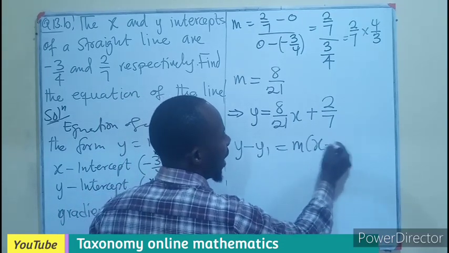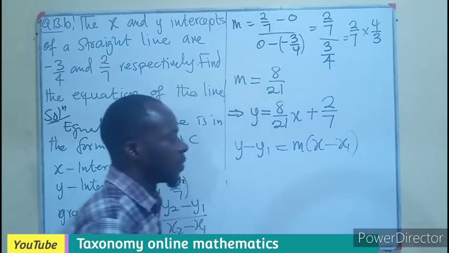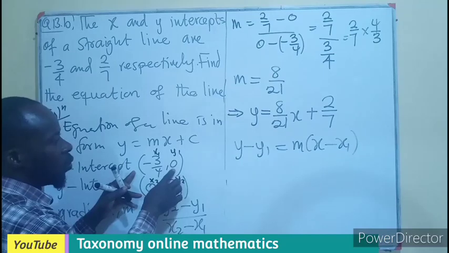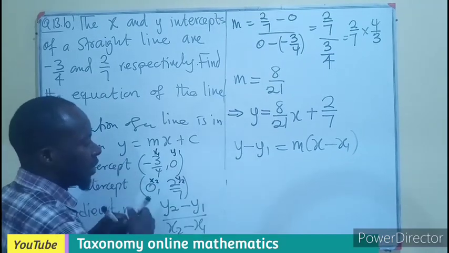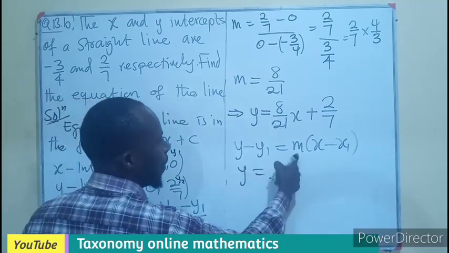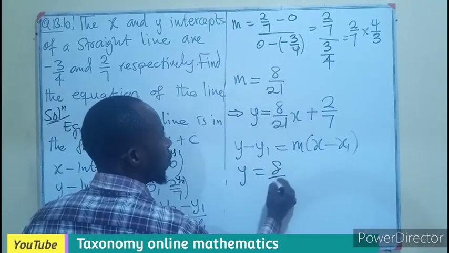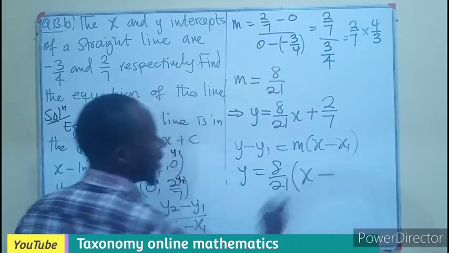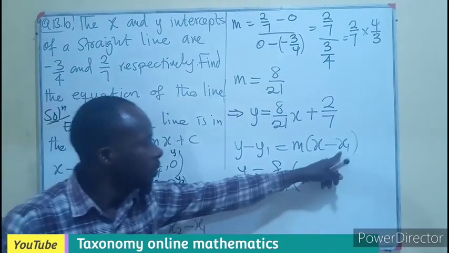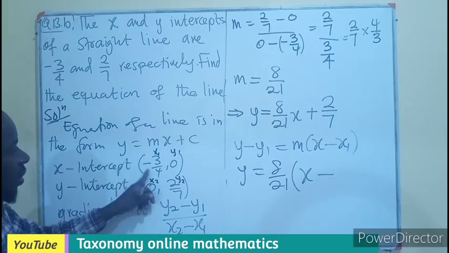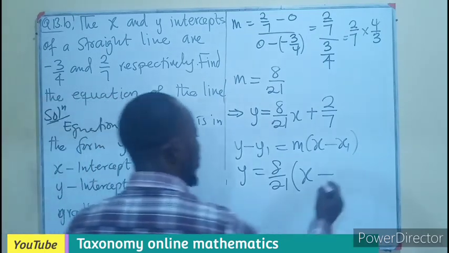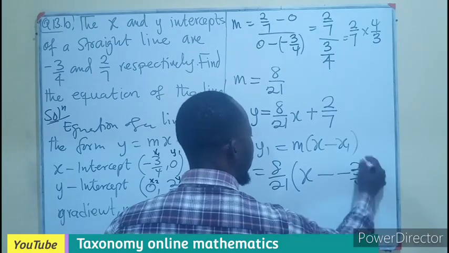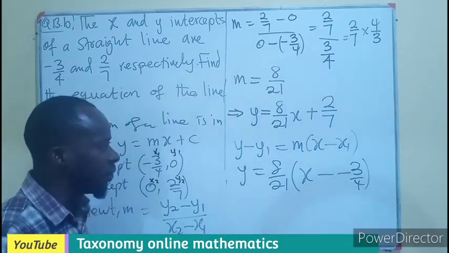Or we can still use the point-slope form, which is y minus y1 equals m times x minus x1. Where your y1, let's say I am taking this particular point, y1 is going to be 0, right? So I have y equals m, which is 8/21, into bracket x. Then I am now going to find x1, which is this, and that is going to be another -3/4. I believe that becomes a positive.